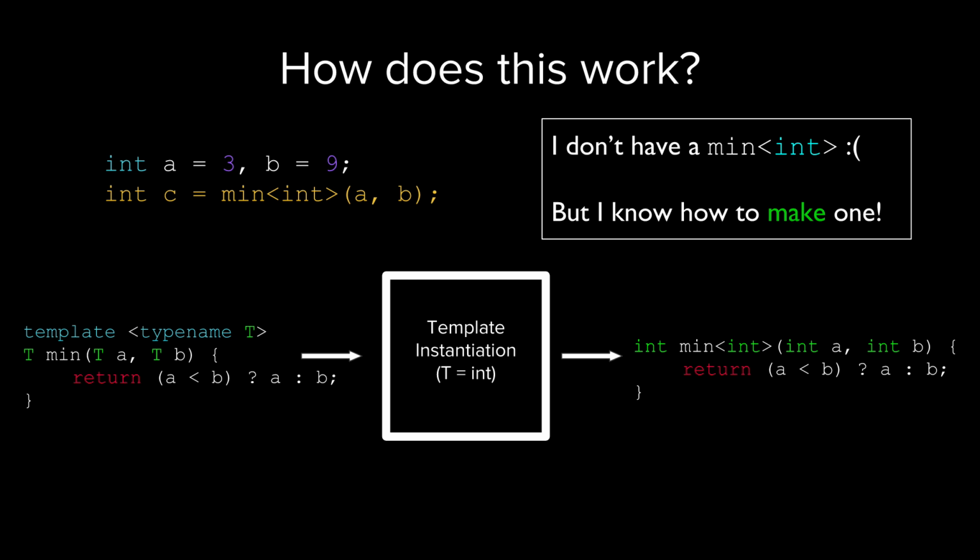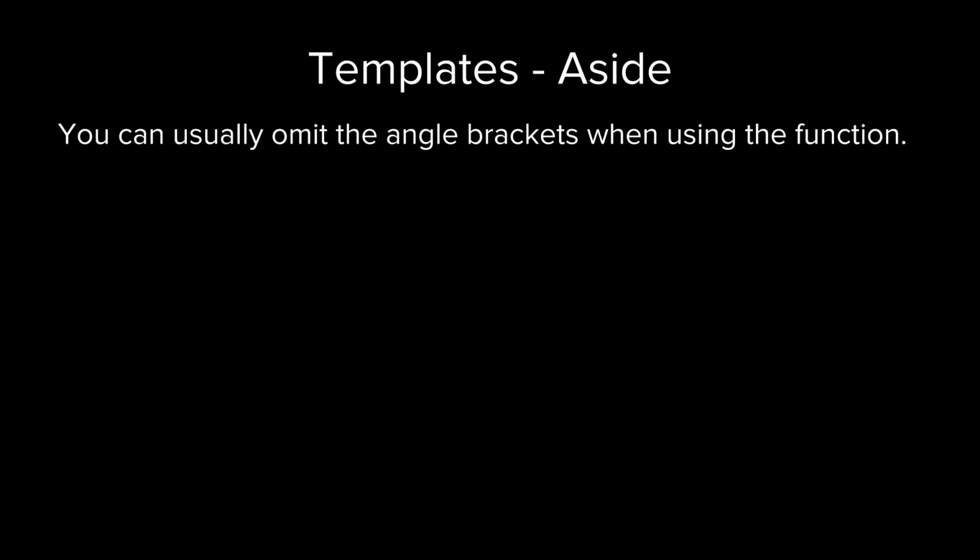And when you use this, most of the time you can leave out the angle brackets too, because it infers from the type of the parameters what version you're calling. So you really have something that looks like a min function but works for any type. Any questions about this so far? Yep.